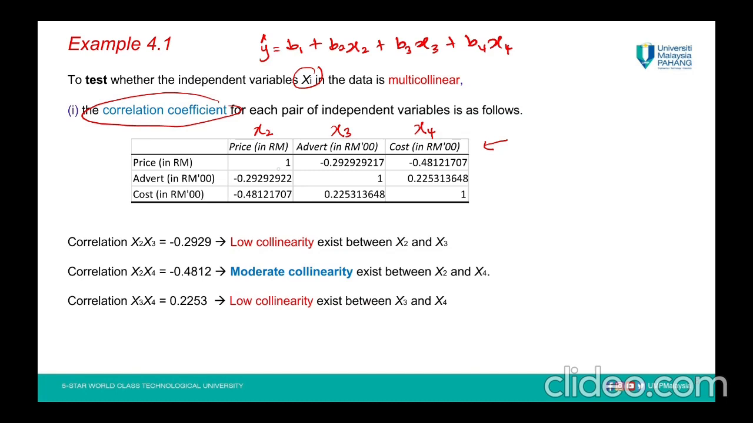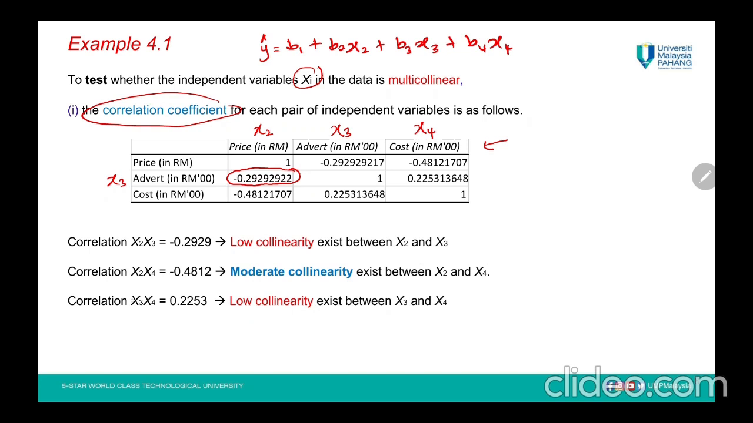The correlation between X2 and X3, this is X3, is given by this value. Taking the value at 4 decimal places, that is negative 0.2929. This indicates that there is low collinearity between x2 and x3.